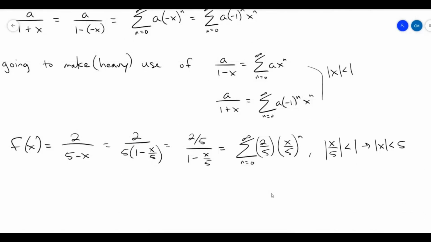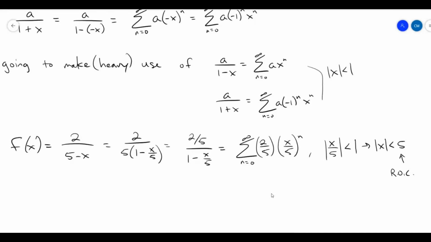So it turns out that this quantity here, when you do that, is in fact the radius of convergence for this power series representation of that function there. Okay, so this thing is only going to converge between minus 5 and 5, 5 units away from the center being 0.